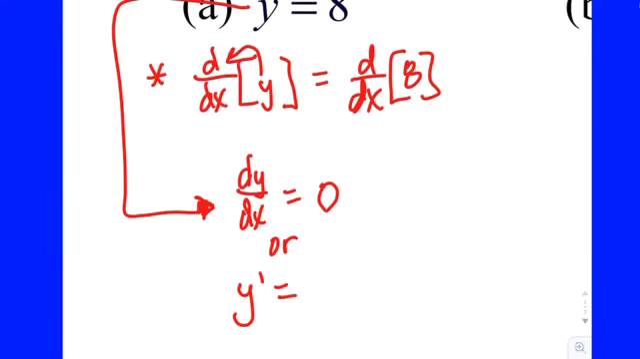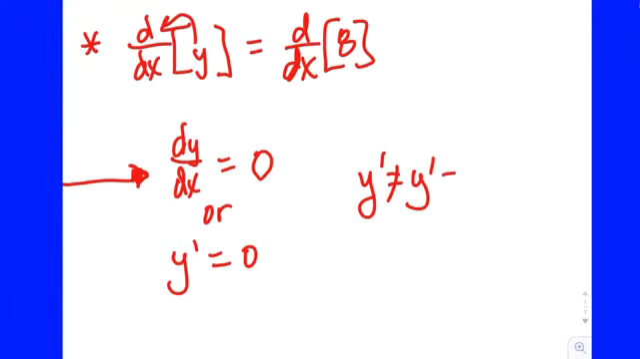Or, here's another one. You could also use y prime. They both mean the exact same thing. Y prime is a little bit faster, but of course y prime, if you're not paying attention, sure looks a lot like y to the first. Are they the same? No. The left one is y prime. The one on the right is y to the first. What's y to the first?